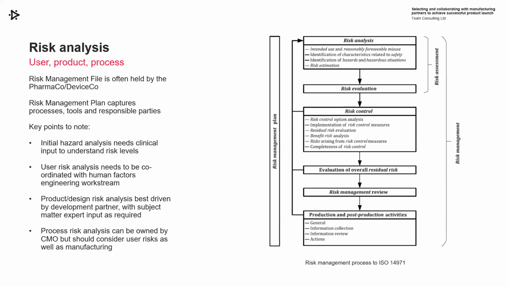I think it's fair to say the product or design risk analysis is best driven by the development partner. That organization is likely to be really understanding the design intent, and driving that forward as part of the development of the design, but get the appropriate subject matter experts input into those risk analysis activities as required. Process risk analysis is often best owned by the CMO because they're closer to the manufacturing side. Certainly from our perspective, we would still want that to include user risks, though. What can arise from manufacturing processes which will potentially impact on user risk, user safety, as well as considering the production side, production efficiencies, etc.